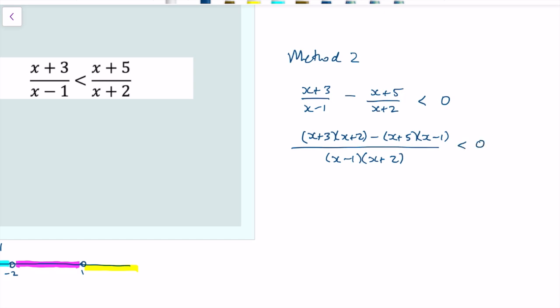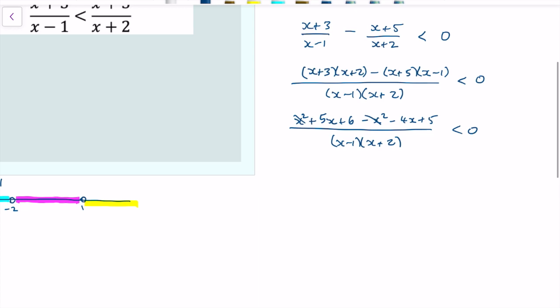and then simplify the top stuff. So we've got x squared plus 5x plus 6, take away x squared, take away 4x plus 5. And simplify those. We've got x plus 11, all divided by x minus 1 and x plus 2.